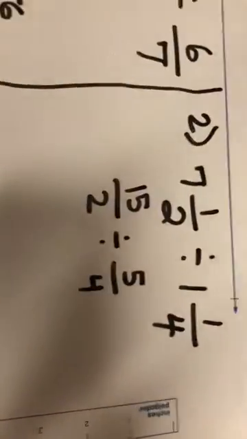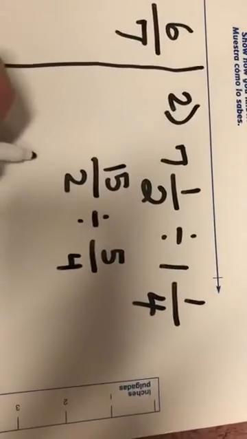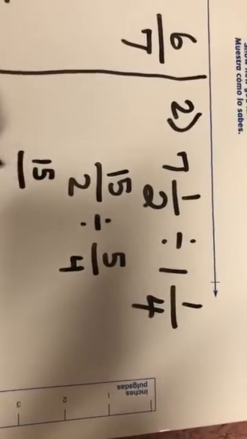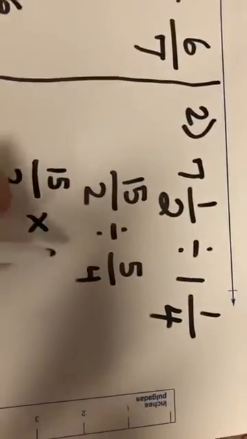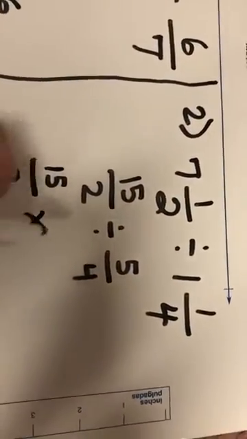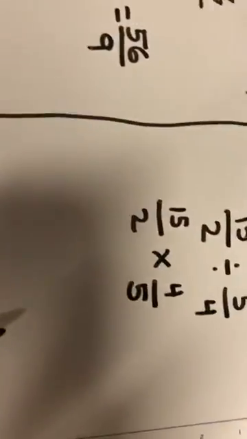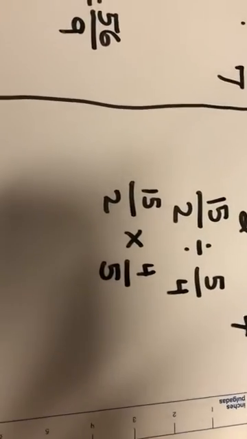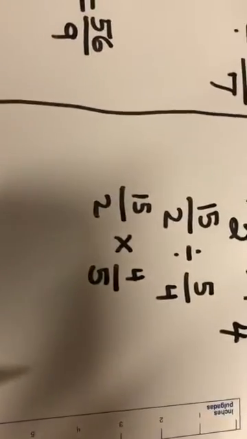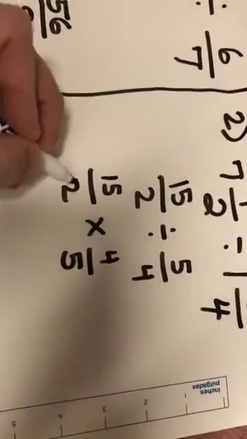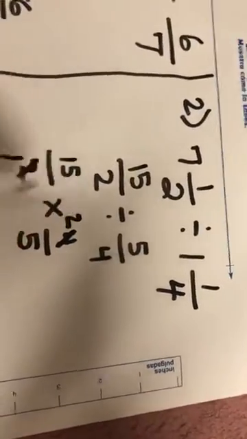And the division sign. Now, I need to make my division problem a multiplication problem. 15 over 2 will stay 15 over 2. Divide becomes multiply. Remember now I'm making the reciprocal. So 5 over 4 becomes 4 over 5. Now I'm going to think about cross-checking. And when I think about cross-checking, I first look at the 2 and the 4, and I think, well, they can both be divided by 2. 2 divided by 2 is 1. 4 divided by 2 is 2.